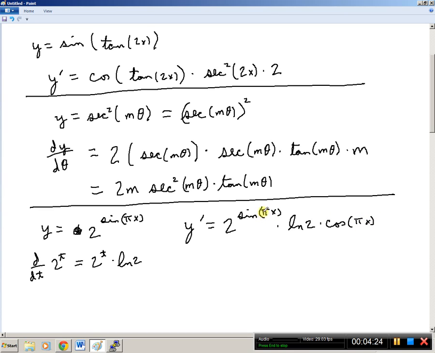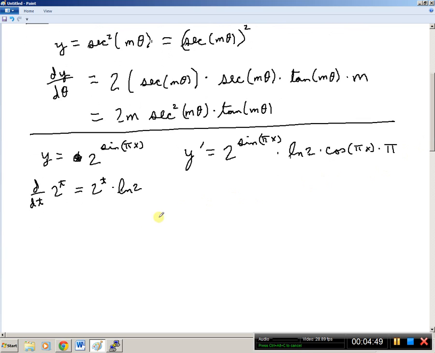But you're not done yet, because the argument is not just x. So you multiply by the derivative of pi x. Pi, of course, is a constant, so you're going to get a factor of pi in here. So it doesn't look like any of this is going to simplify. You could gather all your constants together, pi, natural log of 2, times 2 to the sine pi x, cosine of pi x, but that's not worth doing. So that's it for problem 3.